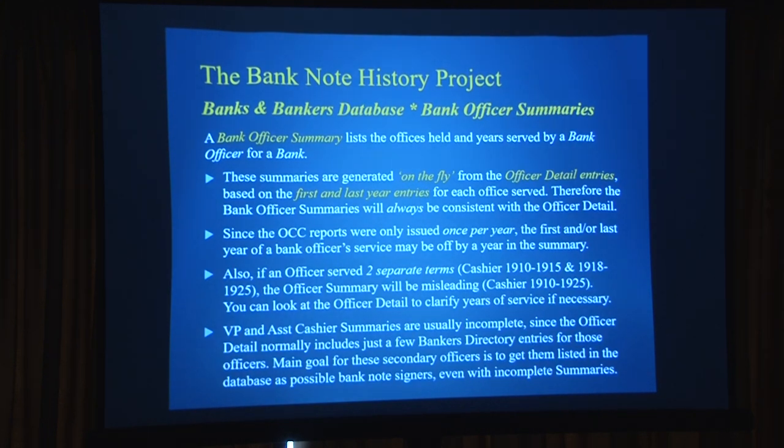Also, an important thing anytime you're looking at the bank officer summaries for VP and assistant cashier: those are usually going to be incomplete, because they will be based on the bankers' directories entries and that sort of thing. We'll usually just have a few sporadic ones in there. You won't have an entry for every year like you do with the OCC reports. So anytime you see a VP and assistant cashier, their officer summary and when they served is usually going to be incomplete.